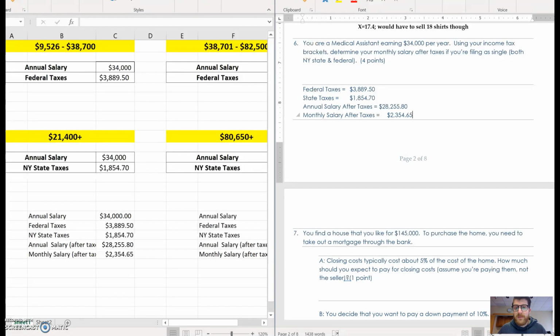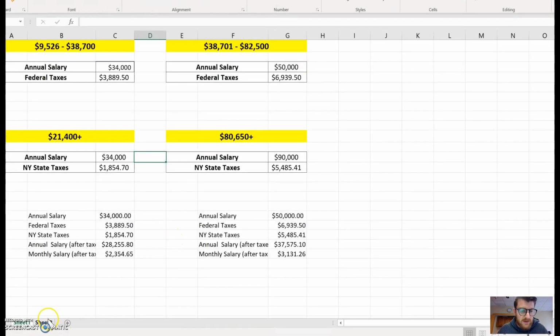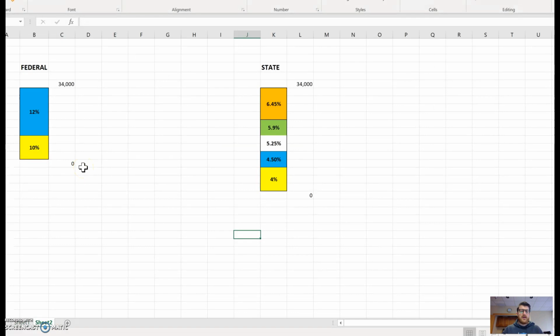I'm going to do my best to show you via Excel. All right, so let's open up Excel. Let me get to my other sheet. I already had this kind of outline. So federal taxes, sorry if you see me looking to the side, it's because I have the tax brackets in front of me. So as you can see, 34,000 falls in the 12% bracket.